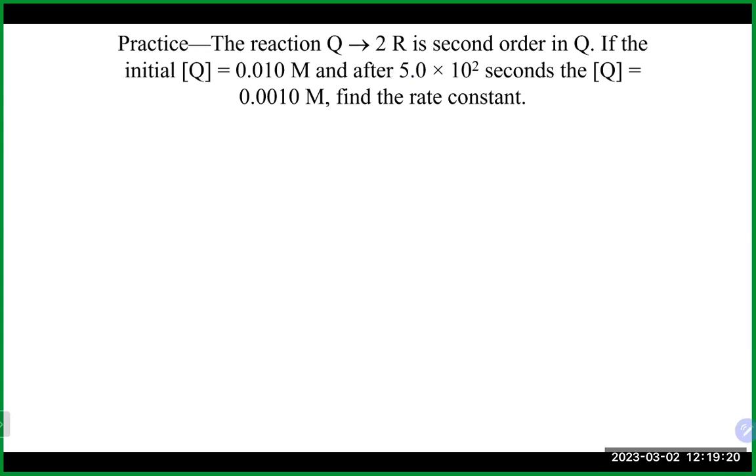All right, so let's try one here. This is second order in Q. If the initial concentration of Q is 0.01, after 5 times 10 to the 2 seconds, the concentration of Q is 0.001. What is the rate constant in this case?